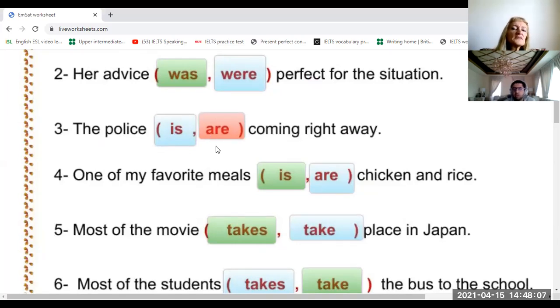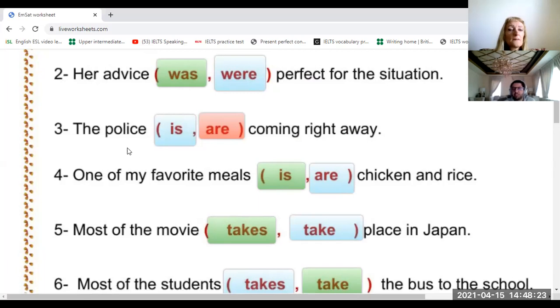No, we can't say the police. Does anyone say the police is coming? No, I'm going to argue with them and say they are wrong. So this is another error they've made, because I wouldn't say the police is coming. I would say the police are coming.